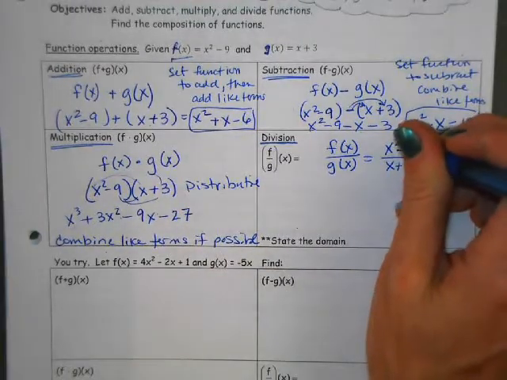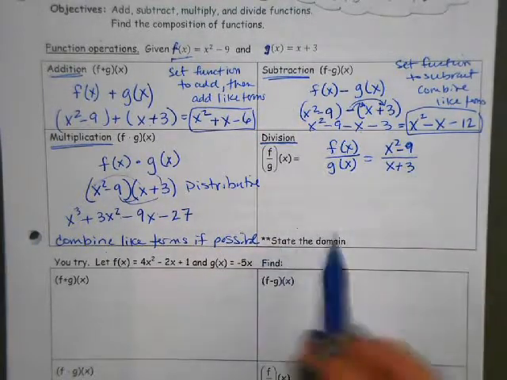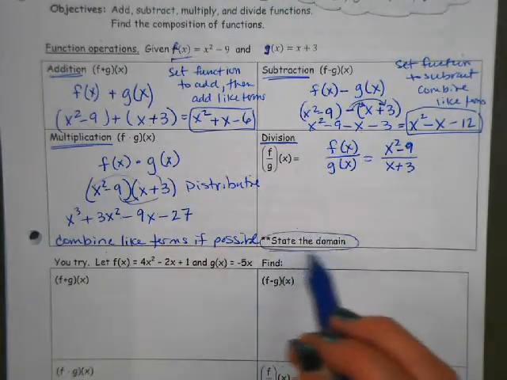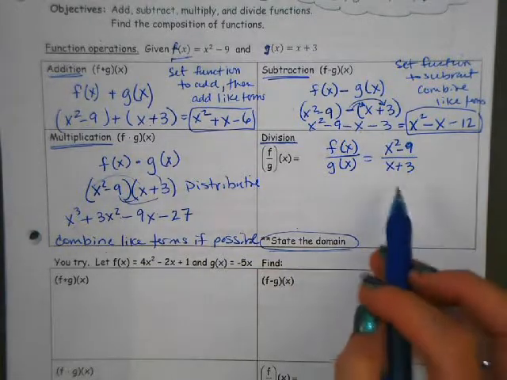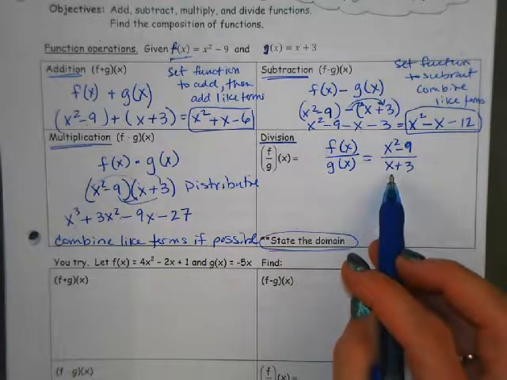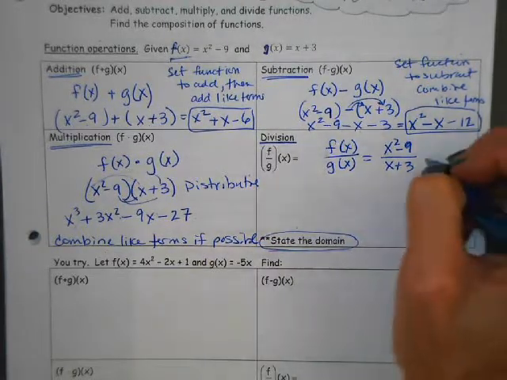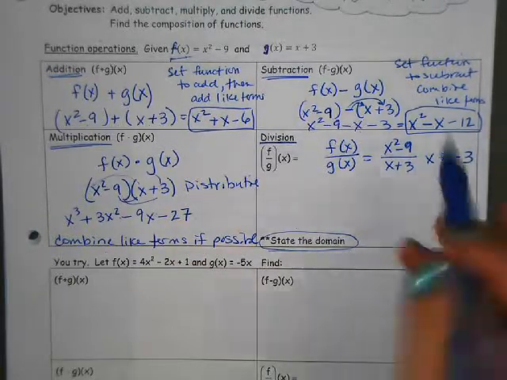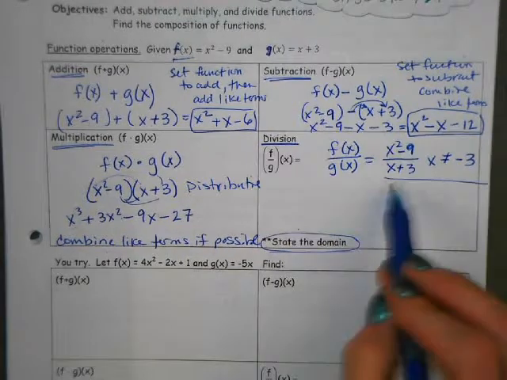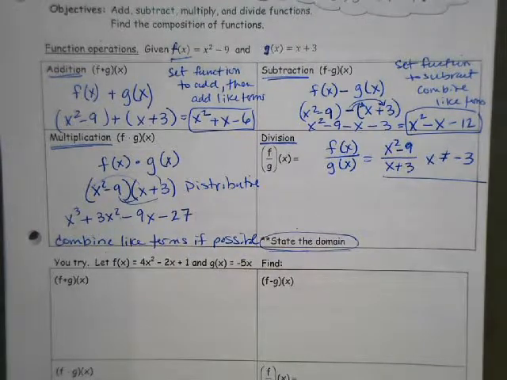What you want to do once you do this is state the domain. Notice how it says state the domain. What can x not be? What can x not be in this? What can you not divide by? You cannot divide by 0, right? So what would make this denominator 0? Negative 3. So at this point you would say x cannot equal negative 3. So you write it out like this, and then you state what the domain is.